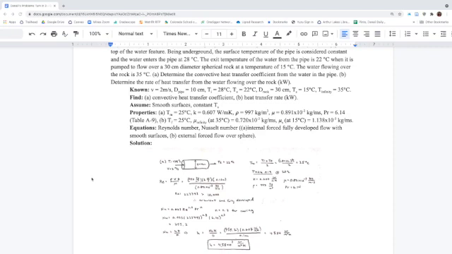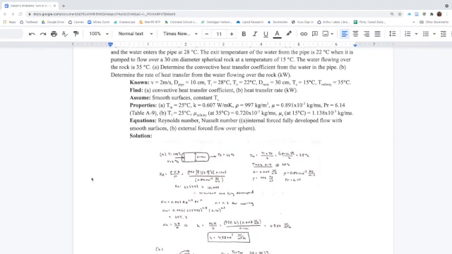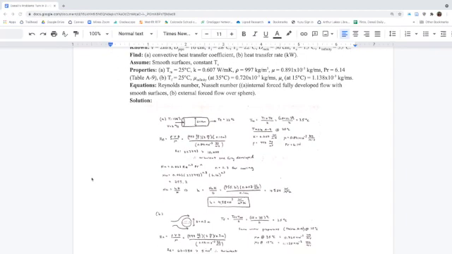Properties are found in Table A9 at a temperature of 25 degrees Celsius, the mean temperature. After finding the Reynolds number to be greater than 10,000, indicating turbulent flow, you use the appropriate Nusselt number equation and then solve for h, which was calculated to be 4.58 times 10 to the 3 watts per meter squared times Kelvin.